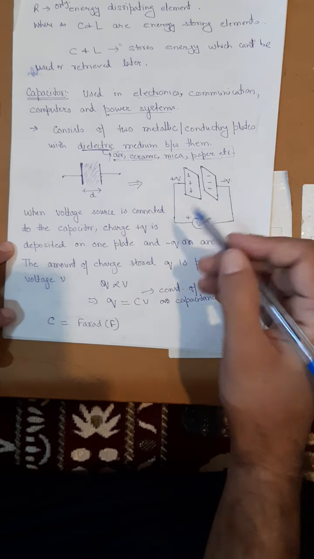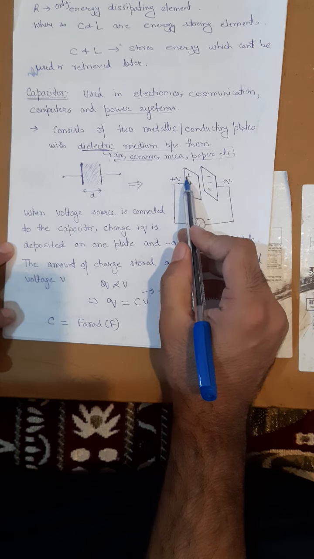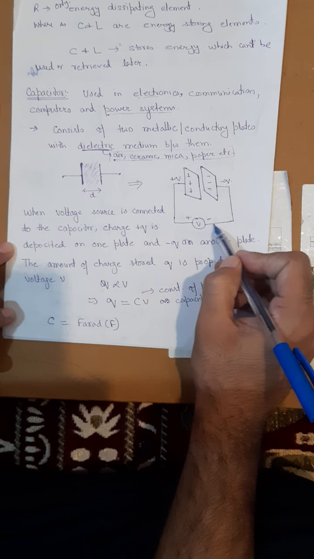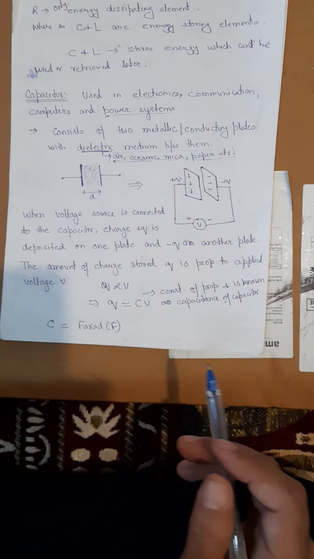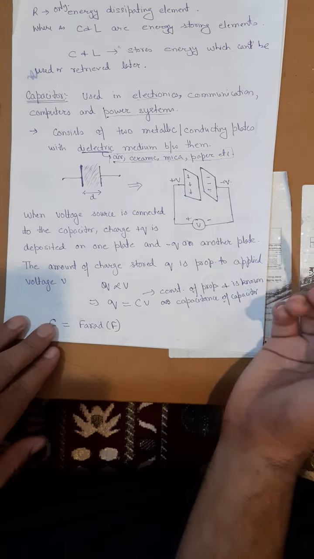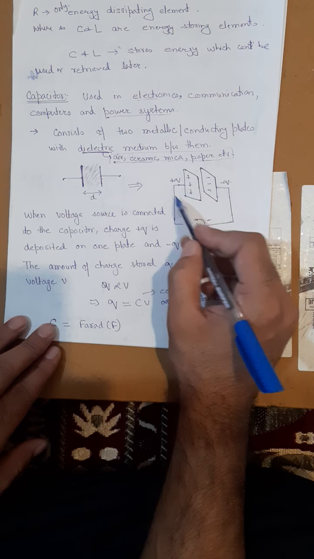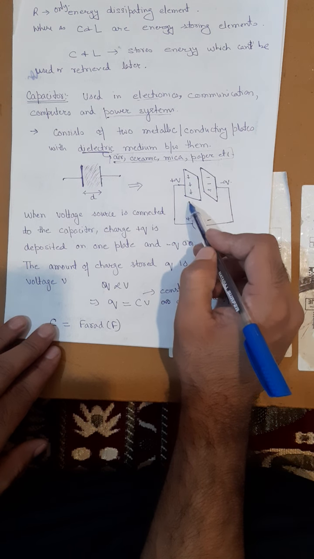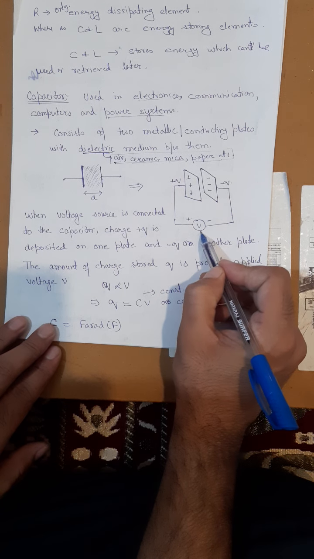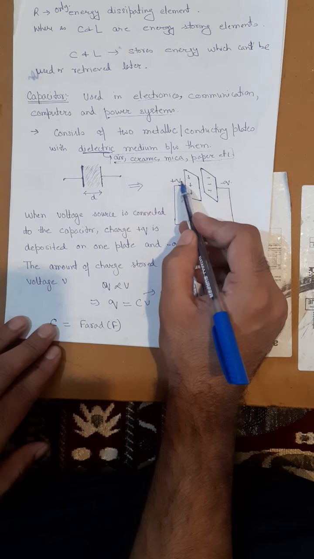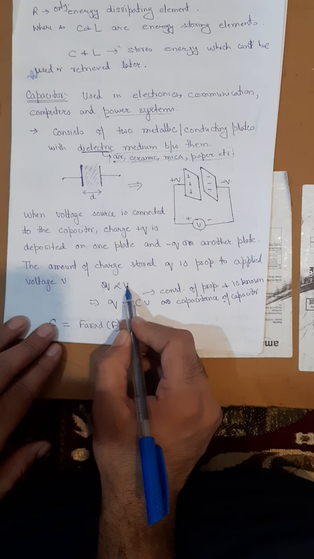On which plate does the positive charge accumulate? The plate connected to the positive of the voltage source. The plate connected to the negative of the voltage source accumulates negative charge, but both charges are equal. The amount of charge q stored on one plate is proportional to the applied voltage v. According to whatever voltage you apply, the charge will accumulate on a plate. So q is directly proportional to v.